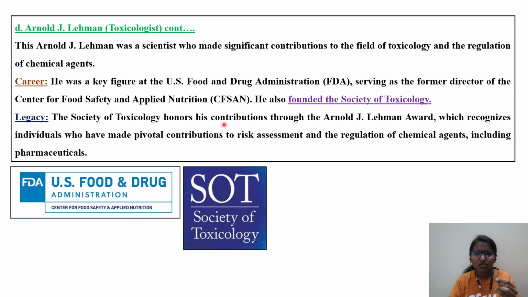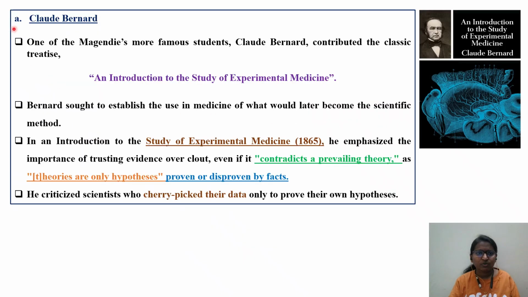The Society of Toxicology honors his contribution through the Arnold J. Lehman Award, which recognizes individuals who have made pivotal contributions to risk assessment and regulation of chemical agents, including pharmaceuticals. So you can also apply for this award. You can nominate, or you can submit whatever work you have done in the toxicology field, and probably you might also get an award in this particular area. So let's see what the other options were.